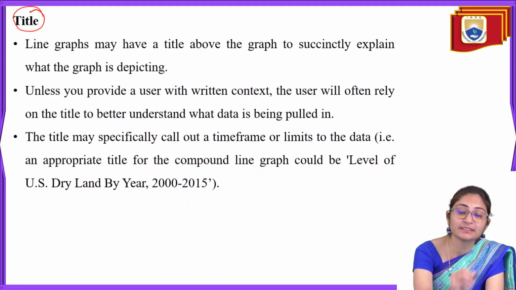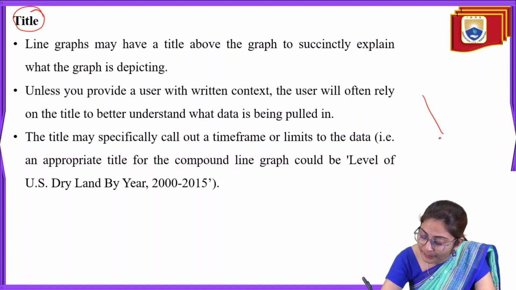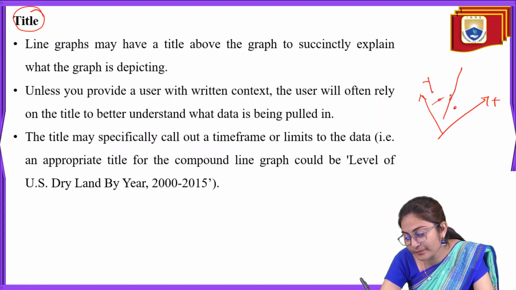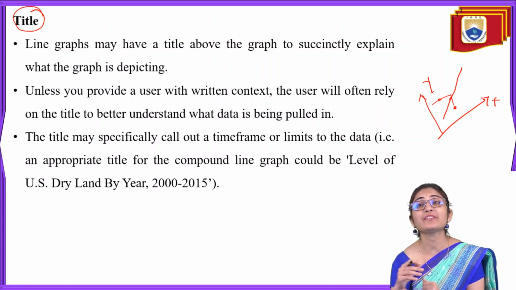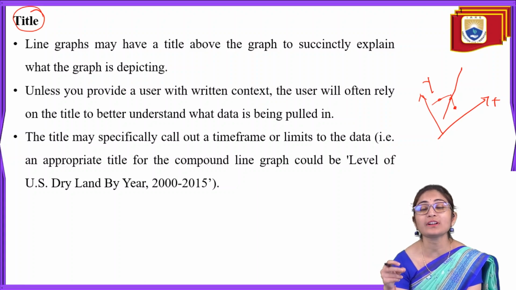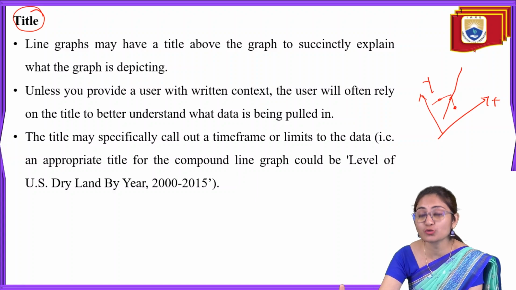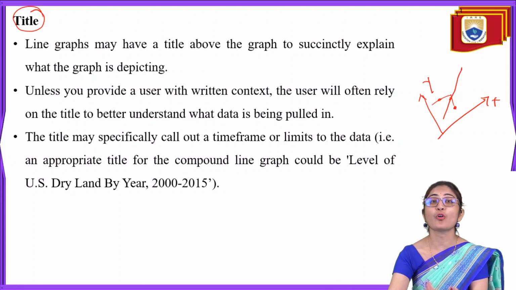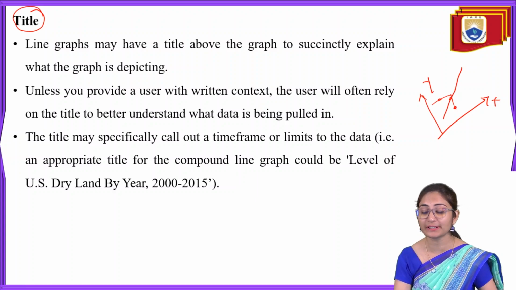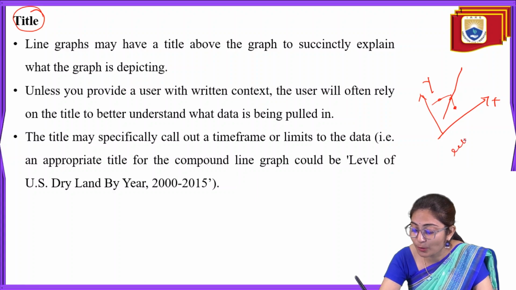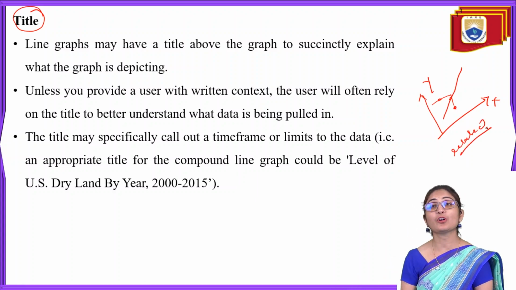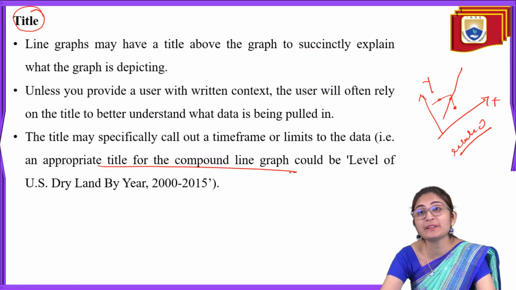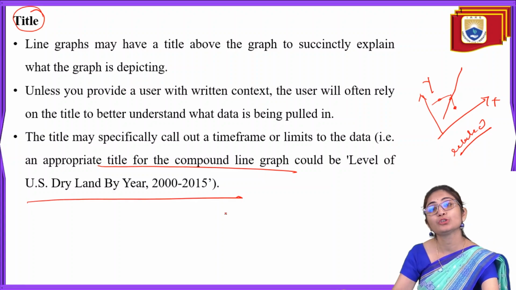The first one is the title. The title is very important. A line graph contains an x-axis and y-axis, and here we can show how the coordinates connect with each other. Line graphs may have a title to succinctly explain what the graph is depicting. Unless you provide the user with written context, the user will often rely on the title to better understand what data is being shown. The title sometimes specifically calls out the time frame or limits of the data. An appropriate title for a line graph would be something like: level of the US dry land by year, 2000 to 2015.